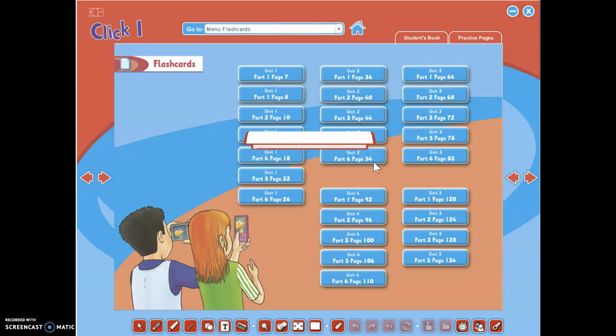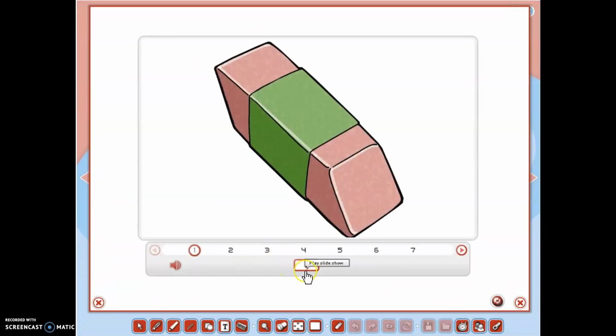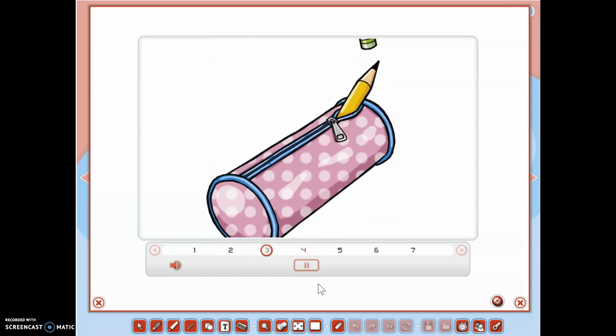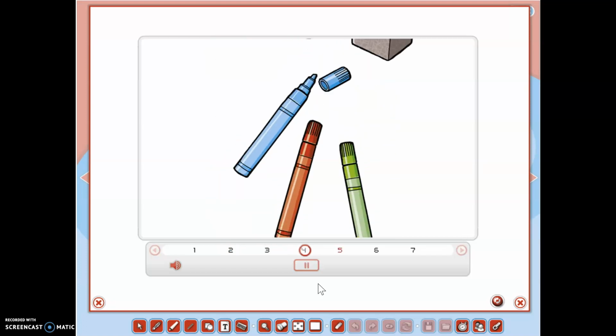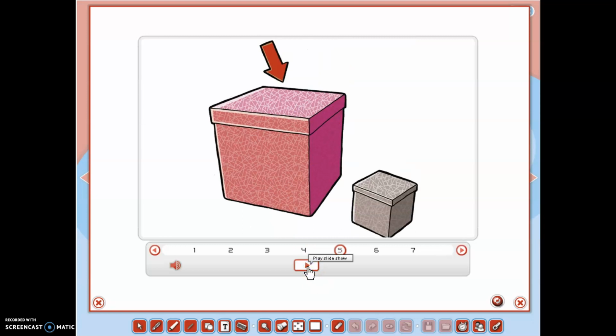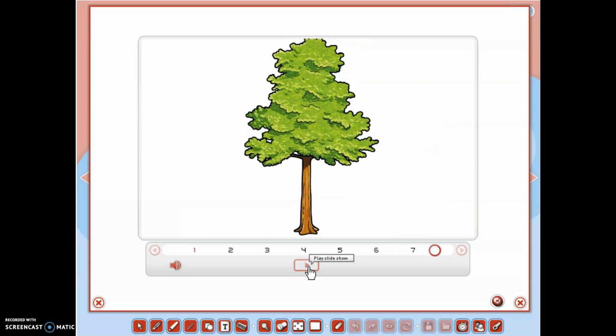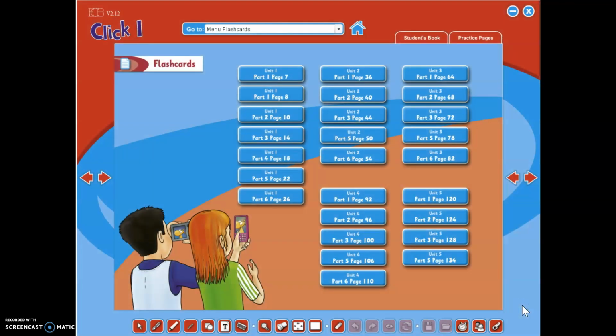Now let's review something else. Eraser, ruler, pencil case, markers. Big, كبير. Small, صغير. Tree, شجرة. Big, كبير, small, صغير.